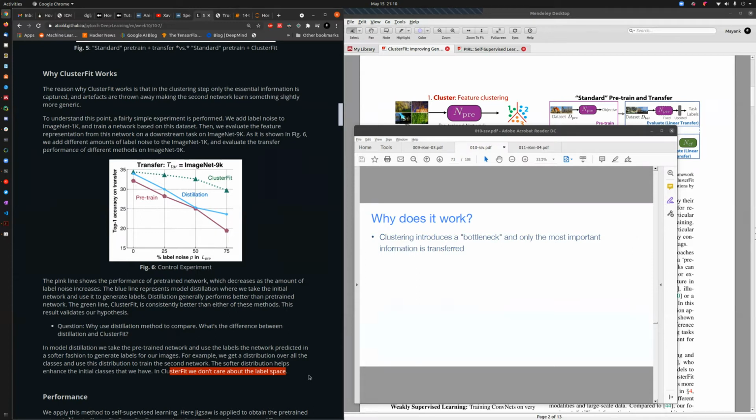But yes, the distillation technique that they have compared against is a pretty naive implementation, which can be improved. But yeah, ClusterFit is currently, I think, the go-to technique that they have used here.